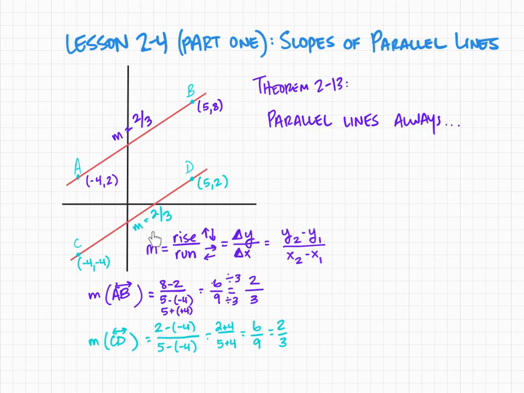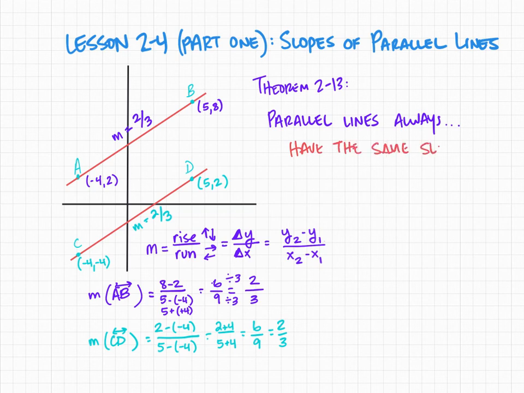And so what we can see now is our two lines have the same slope. On each line, if I go up 2 and over 3, I get to another point on my line. It has a slope of 2 over 3. And they're parallel. So what that tells us is that parallel lines will always have the same slope.